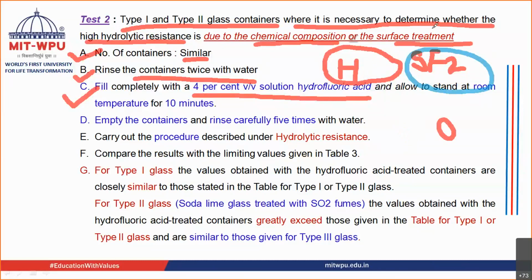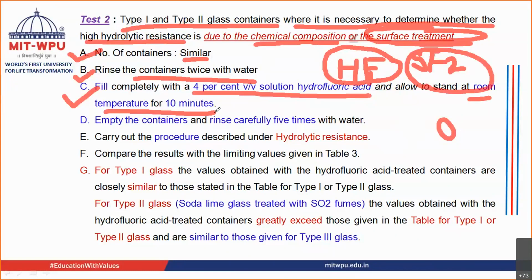So if it is because of surface treatment, then HF is going to remove your SO2 from it. So what you're going to do is fill it with 4% hydrofluoric acid solution and allow it to stand at room temperature for 10 minutes, so that this HF reacts with the SO2 that is present as the surface treatment, and it is going to remove it.